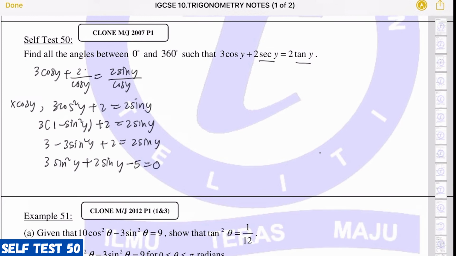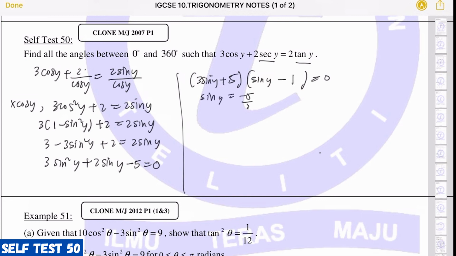Okay. All right. Now, what can we do? Factorize. So, double bracket, 3 and 5, 15. 15 should be 3 sine. This is a single sine. Should be a 5 here, 1 here, plus and minus. Okay, so sine y is -5 over 3, or sine y equals 1.